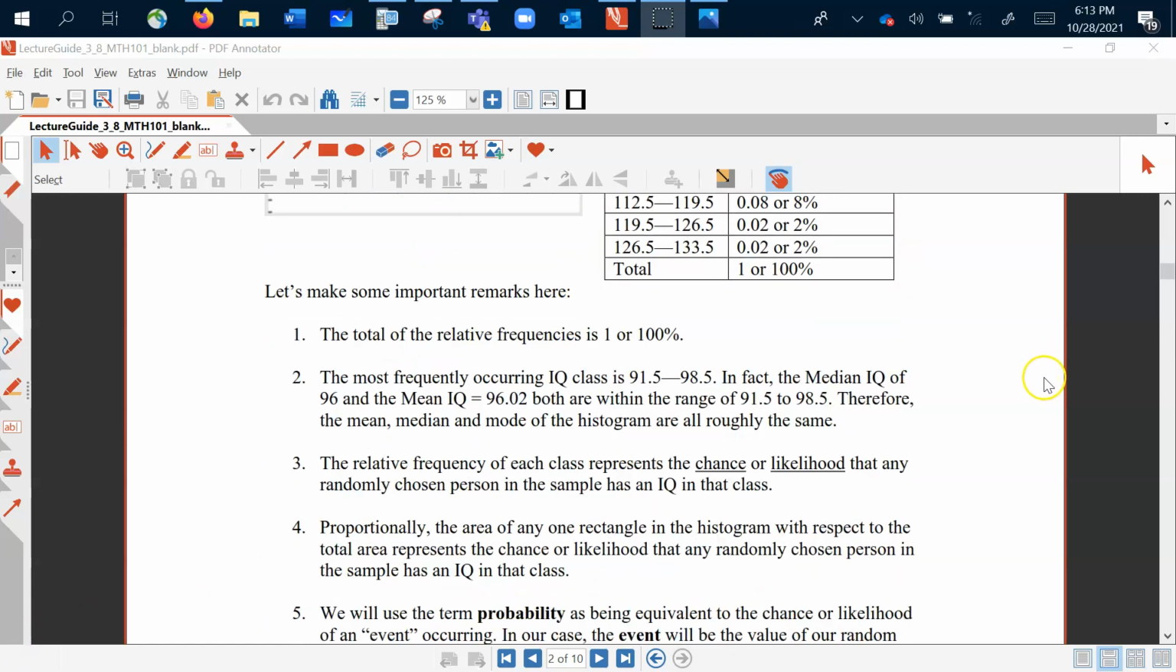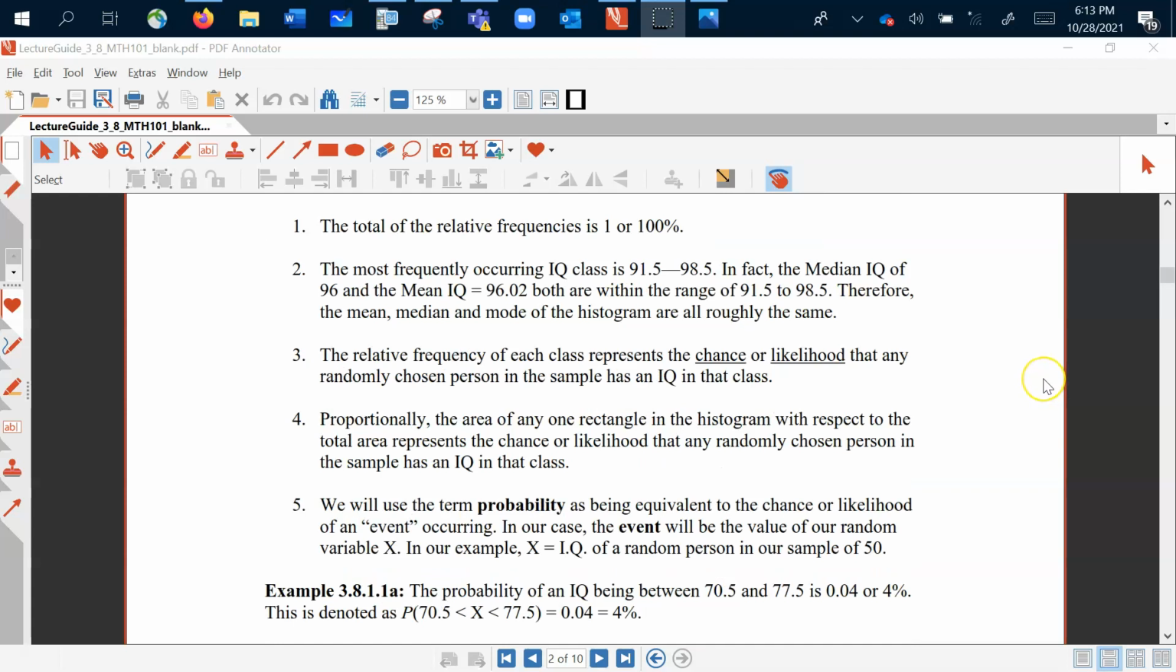And so written below here are summarized the 5 things that I just mentioned. The total of the relative frequencies is 1, or 100%. The most frequently occurring IQ class was 91.5 to 98.5, and in fact, the median IQ as well as the mean IQ fell within that most frequently occurring IQ class. Therefore, the mean, the median, and the mode, here the mode is the most frequently occurring IQ class, are all roughly the same.